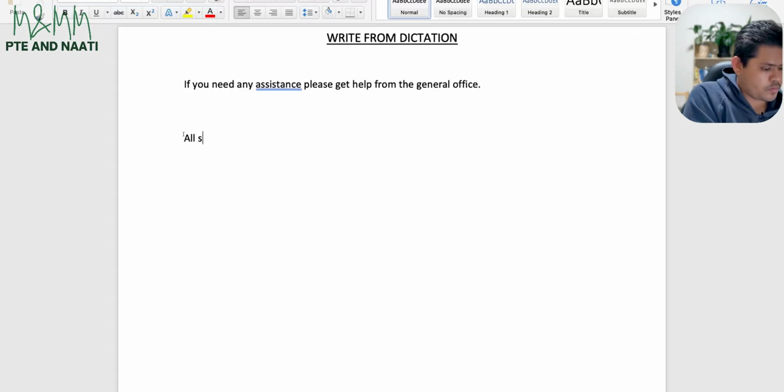All students and staff have the access to printers and scanners. So that's done.